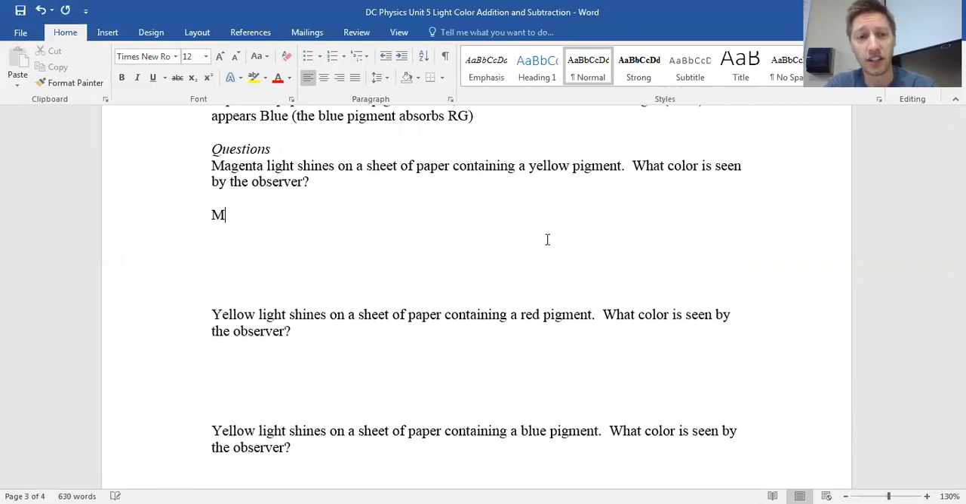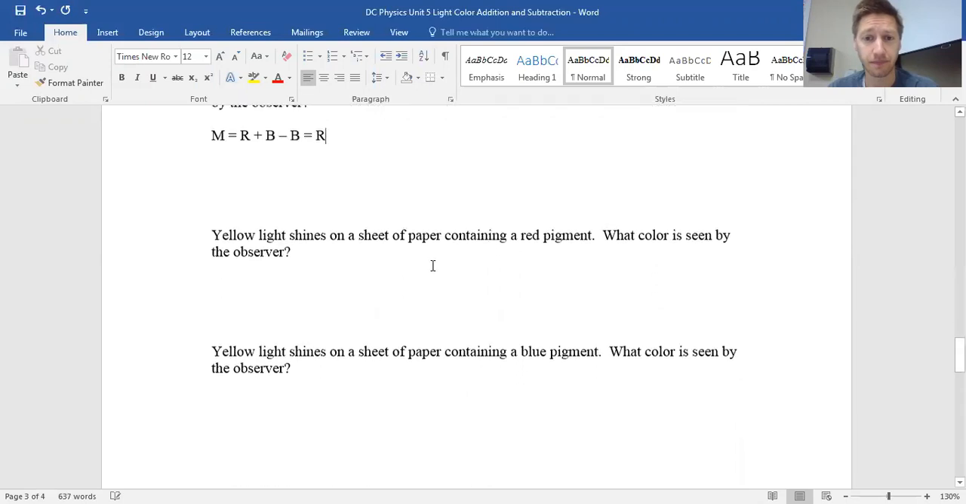Well, magenta light is actually what two colors? Magenta is red plus blue light. All right, so if we take red and blue light and we shine onto a yellow pigment, what does yellow subtract? Yellow subtracts blue, therefore what do we have left? Red light. We would see that paper turn red under magenta light.